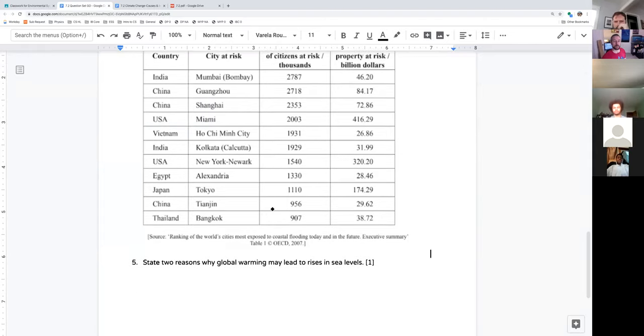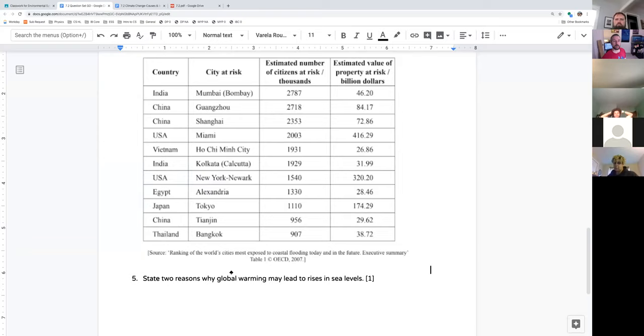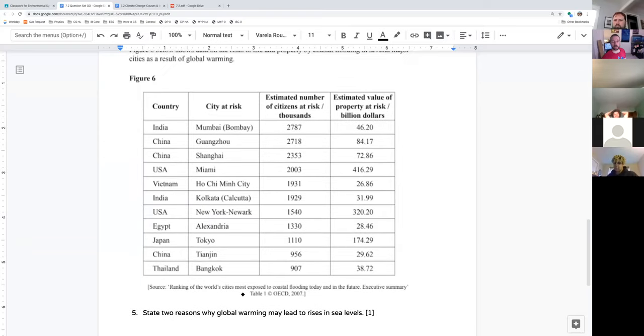Okay, so state two reasons why global warming may lead to rises in sea levels, melting ice being one. And what else did we learn about how global warming may lead to rises in sea levels? There's another effect, not just melting ice, but something else that happens with water as it heats up.